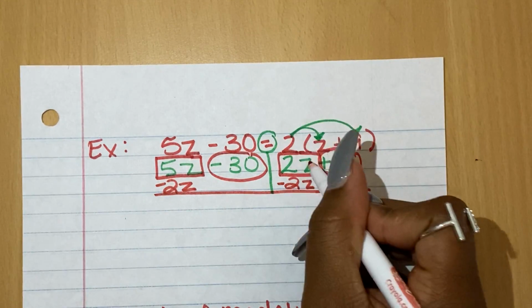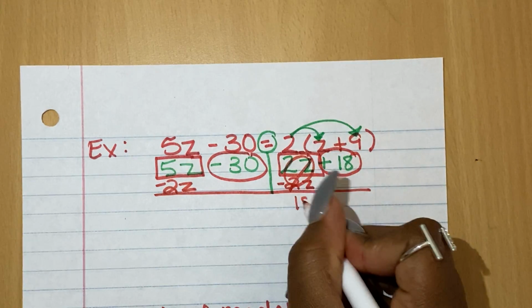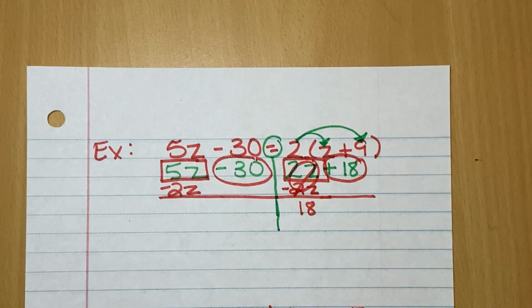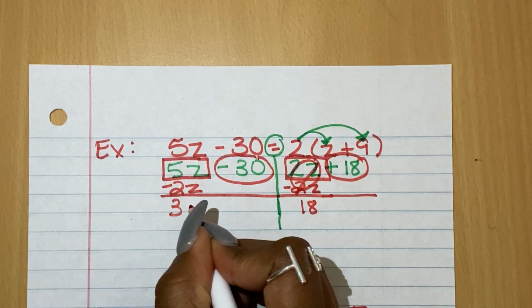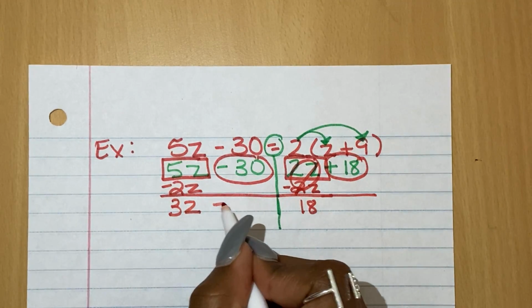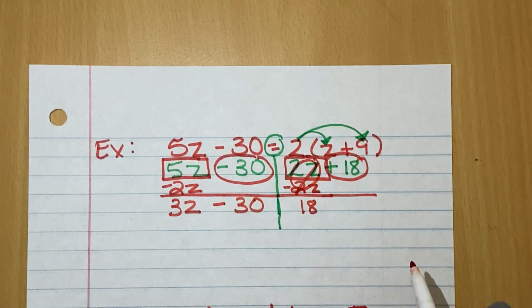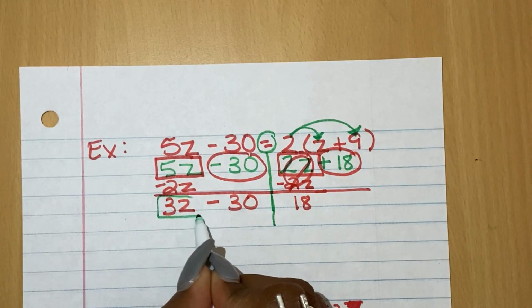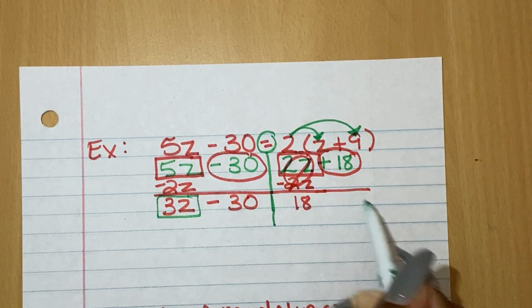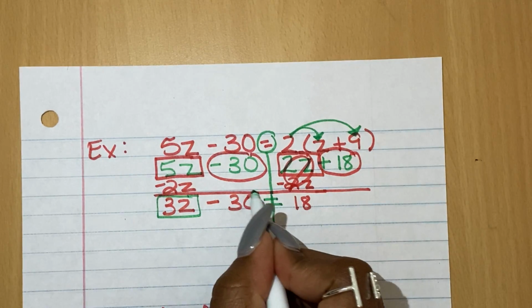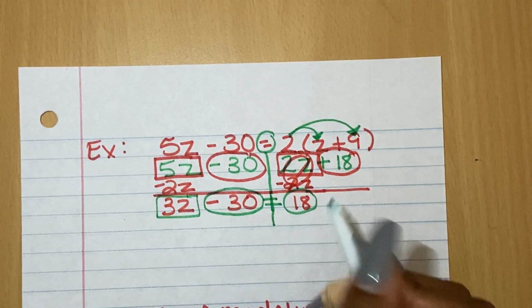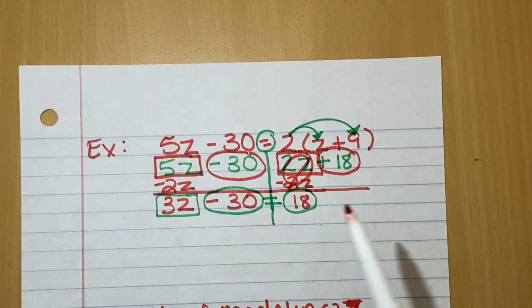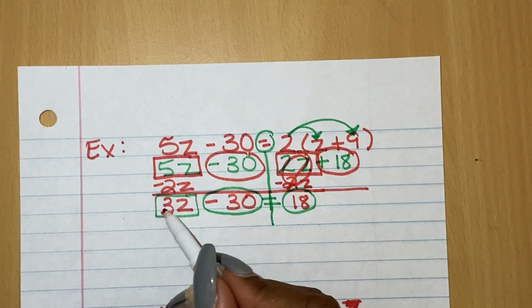2z minus 2z is 0. I'm left with 18 on this side of the equal sign. 5z minus 2z is 3z. That negative 30 still exists. Just bring it down. Now I have that 3z. There's no more variables on that side. Here's minus 30 and an 18. Now it looks like a regular two-step equation. I need to get rid of this negative 30 and I need to get rid of that 3.